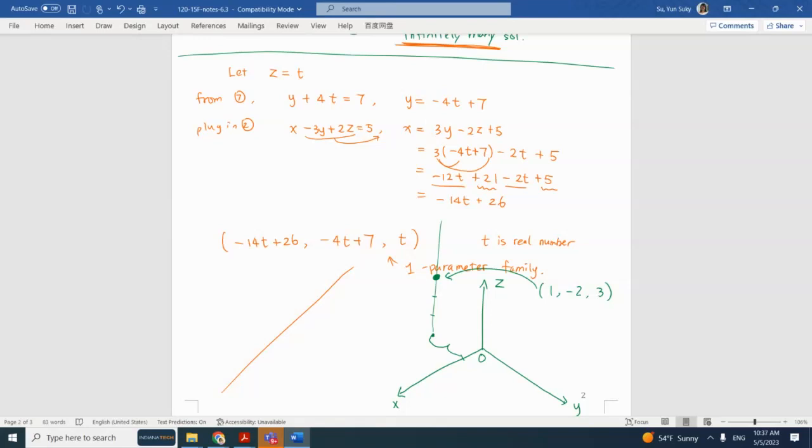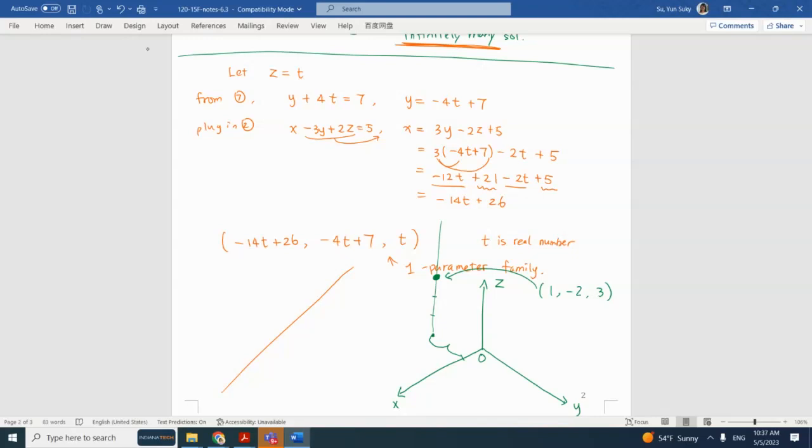2 points. Okay? So how do you draw this? You can plug in t is 0, right? You get 1 point. And then you plug in t is 1, you get another point, and then you just connect those 2 points. Is that okay, everybody?